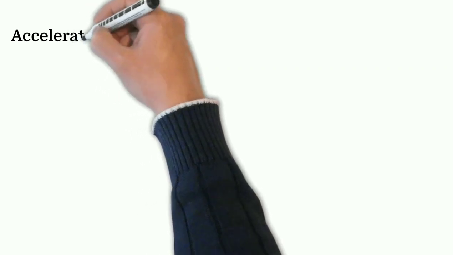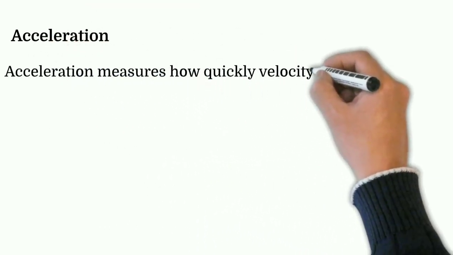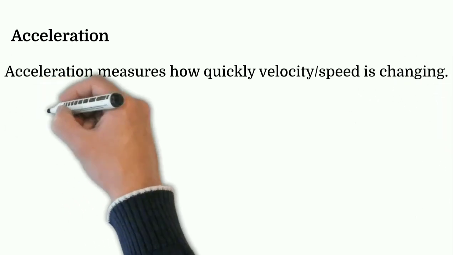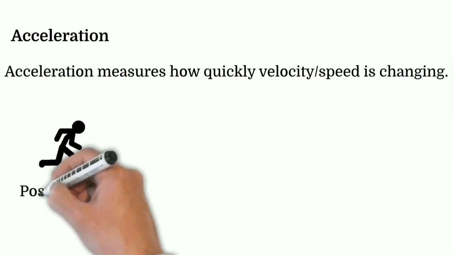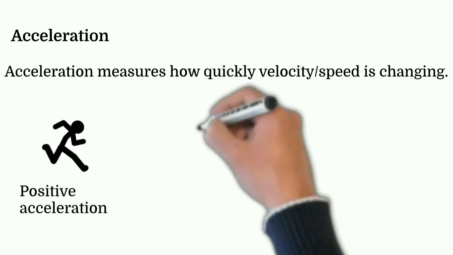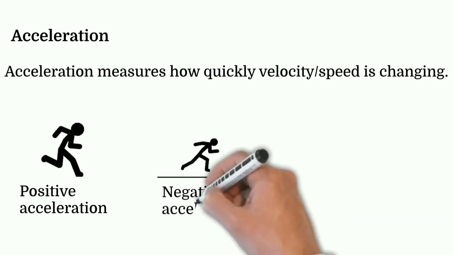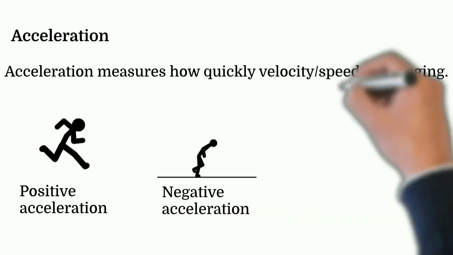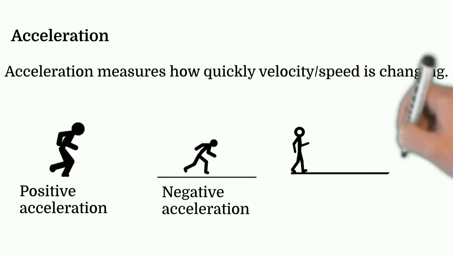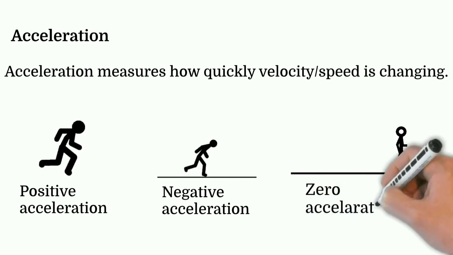Now I'm going to talk about acceleration. Acceleration measures how quickly the velocity or speed is changing. So positive acceleration means it's getting faster. Negative acceleration means it's getting slower or decreasing. Zero acceleration means it's going at a steady speed.